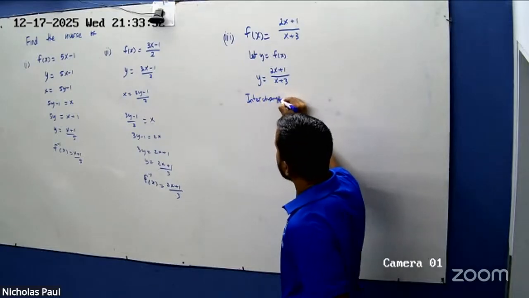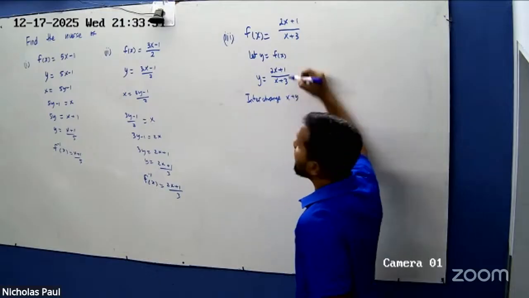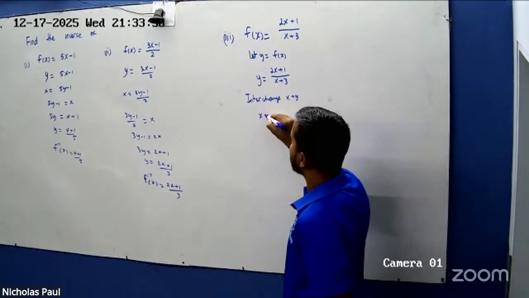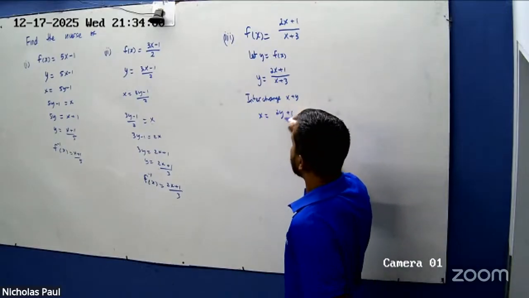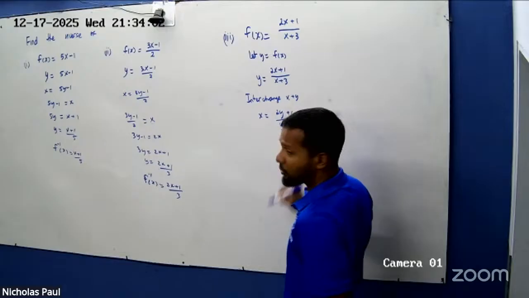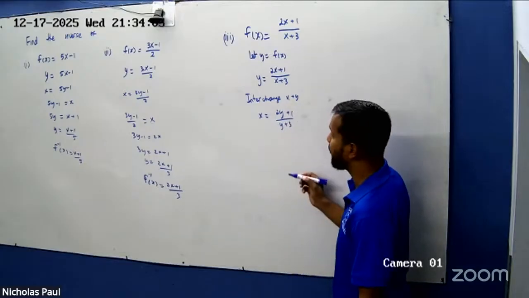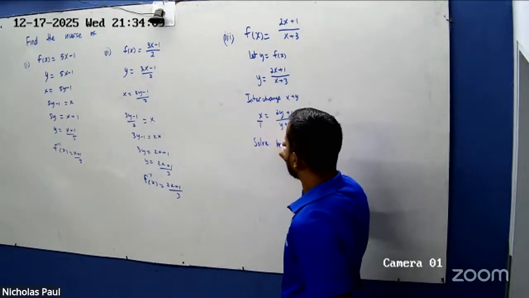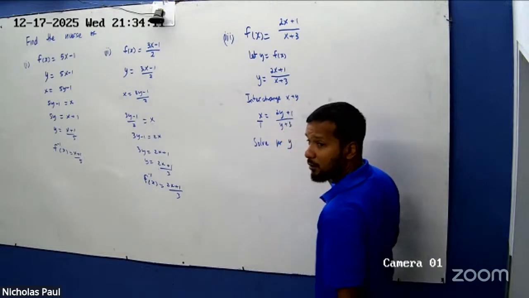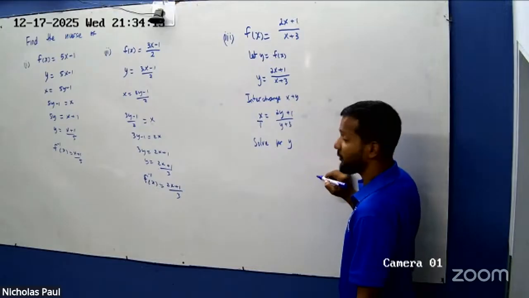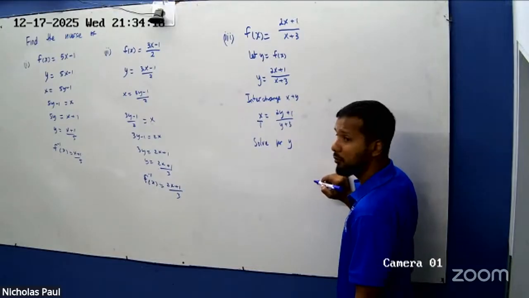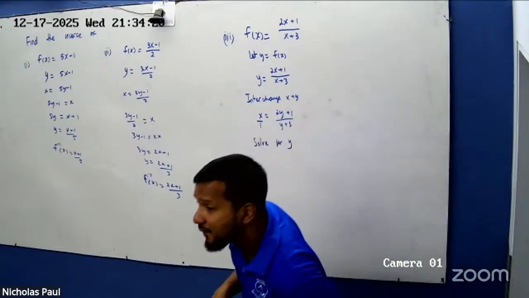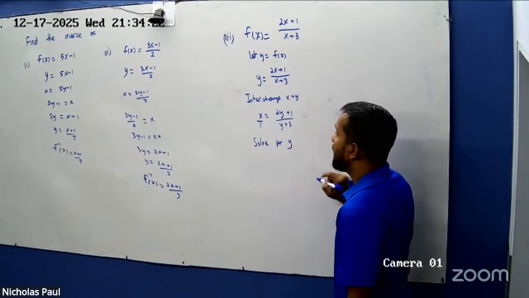Step 2, we're going to interchange x and y. So wherever I have x, I'm going for y, wherever I have y, I'm going for x. So x is equal to (2y plus 1) over (y plus 3). No problem up till here. Now we want to solve for y. So watch here, here's how you're going to do.